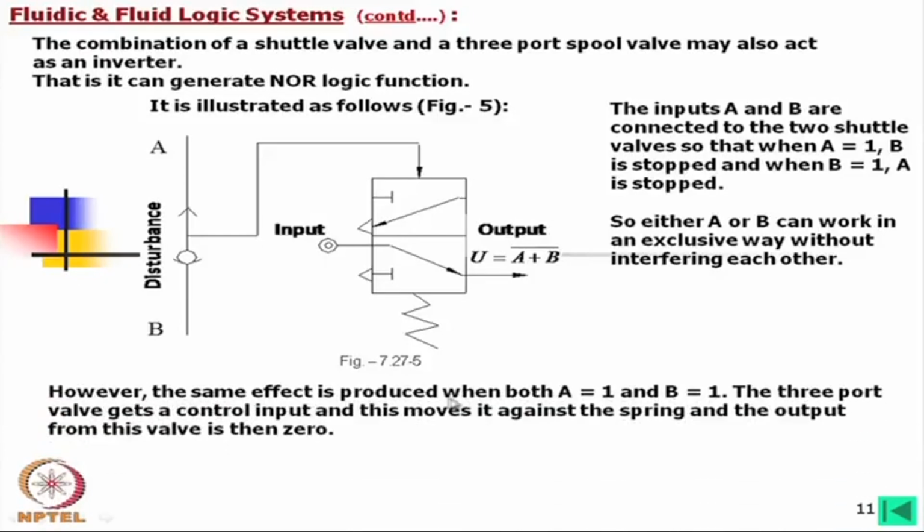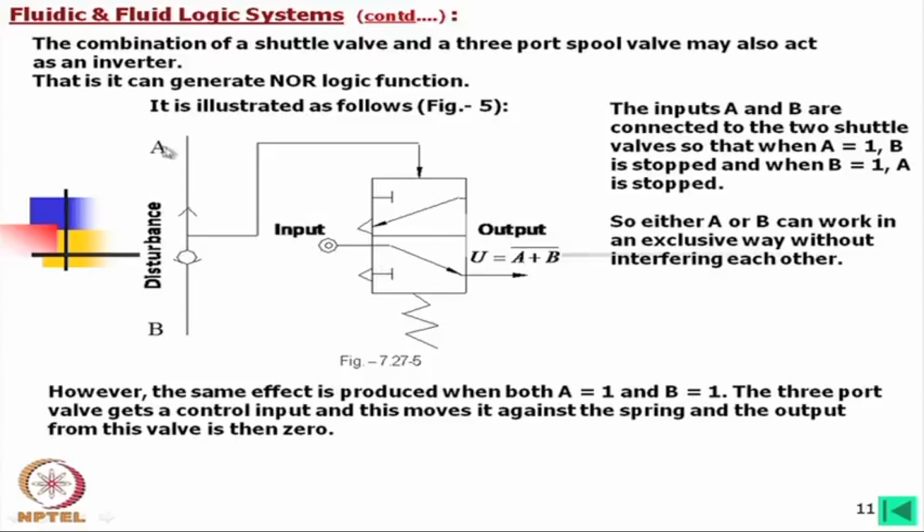However, the same effect is produced when both A is 1 and B is equal to 1. The 3-port valve gets a control input, and this moves it against the spring, and the output from this valve is then 0. This means that if you look into this valve, what is there? Looking into this symbol, this indicates that there is an input flow and it is going out. But when there is an actuation, then this will come to this position and the flow will be stopped.